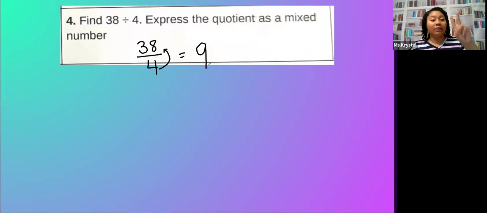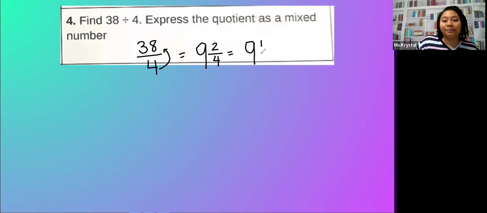36, 37, 38. I counted up to 2, so that means we have a remainder of 2, and we keep the same denominator. Now, I'm pretty sure if you've been using your awesome listening ears, which I know you have been, you already know what I'm about to say next. 2 is that halfway mark of the 4. So in this case, it reduces down to 9 1/2. There we go.